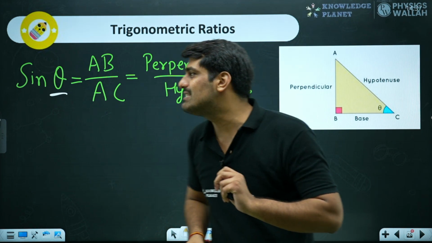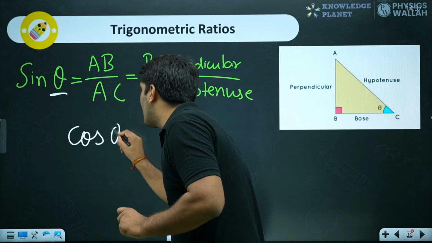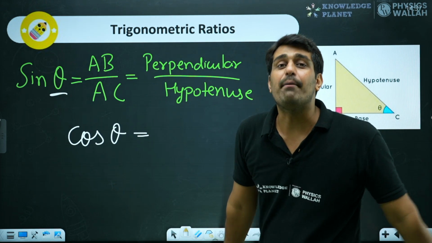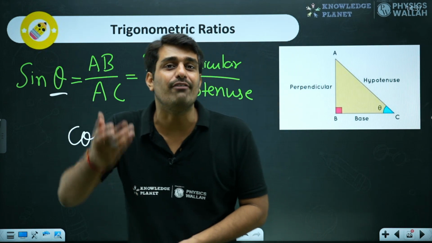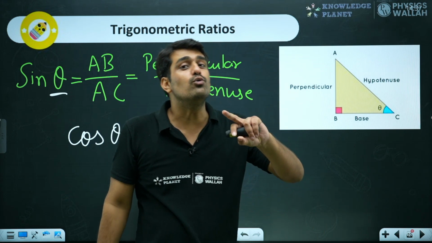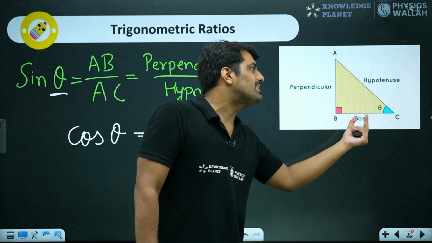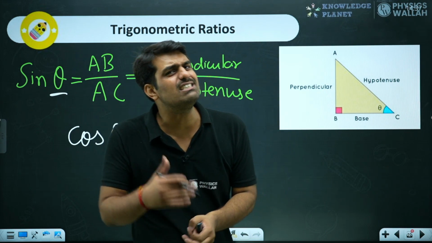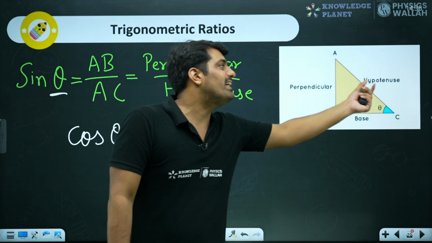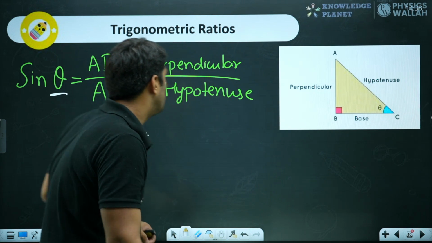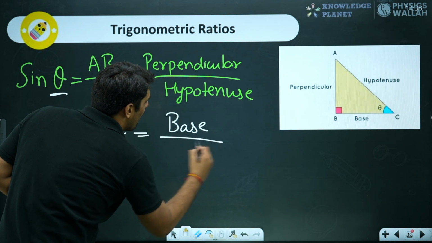The next ratio which comes in this league is called cos theta. What happens in cos theta? Nothing special. Basically, we are talking about ratios, so definitely we'll be doing the comparison. So which two sides would we choose this time? This time we will be taking up the base along with the hypotenuse. The hypotenuse remains constant in both sine theta and cos theta. So base divided by hypotenuse is called cos theta. So over here I am writing base divided by hypotenuse.